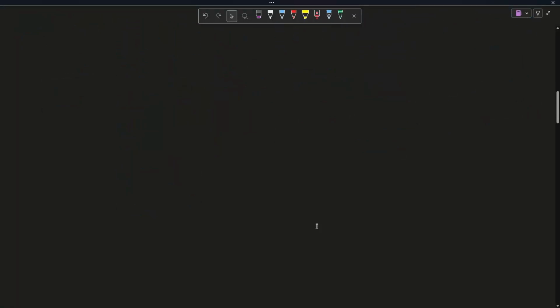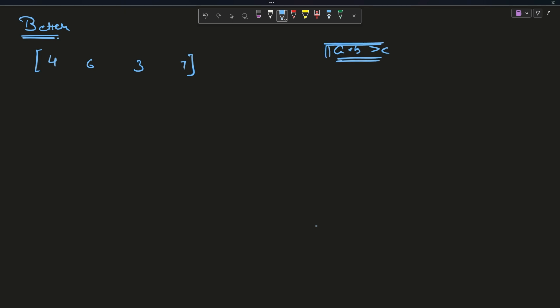Because you're on Mars Coder channel, a better approach is possible. The array is 4, 6, 3, 7, right? So a better approach says that A plus B greater than C. We want this inequality and two others. Now, what if we sort the array and consider A, B, C as ordered elements?